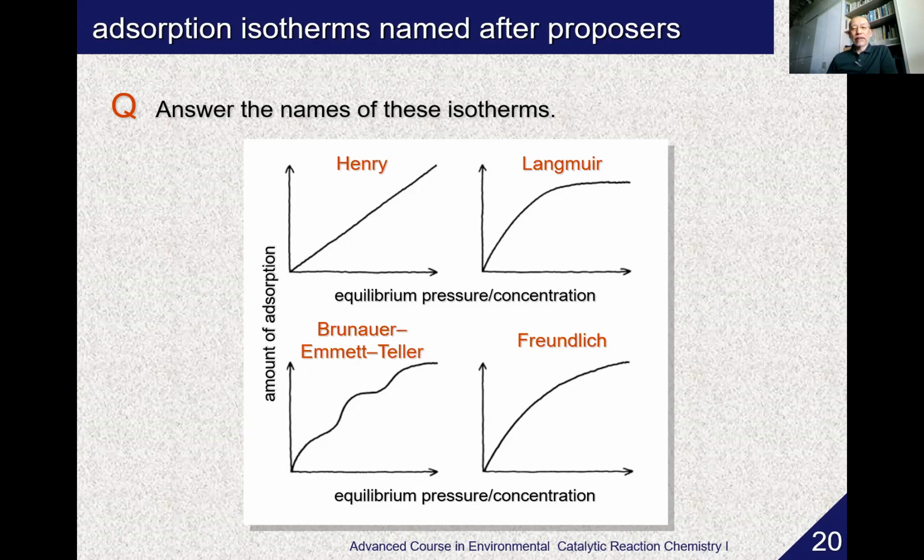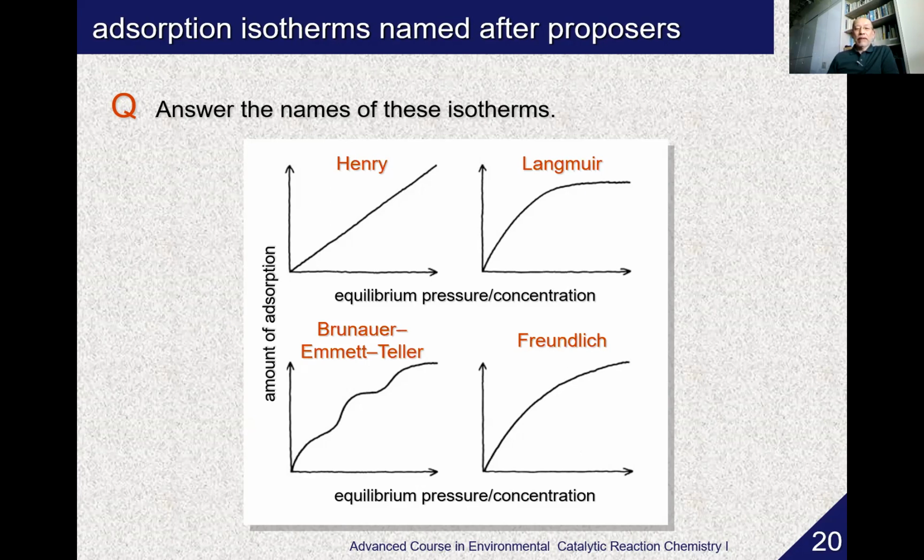So therefore, this should be told as BET, not BET. And the gradually increasing one is called Freundlich. In German, that is Freundlich. And actually, many Japanese scientists call this Freundlich. But in English, this is Freundlich.